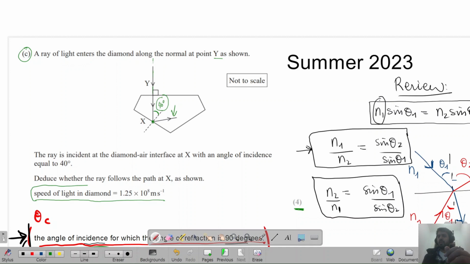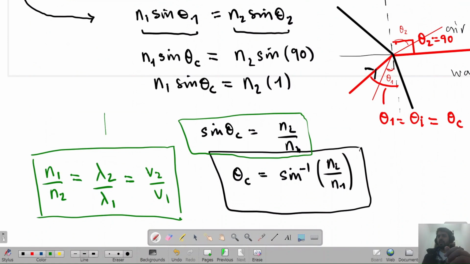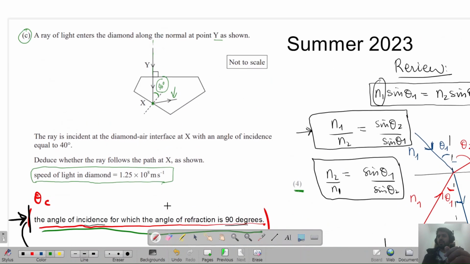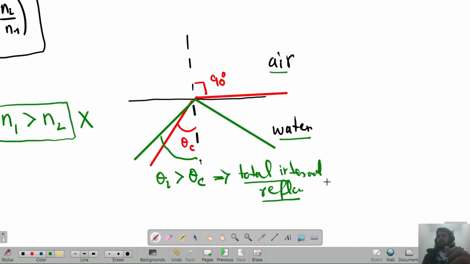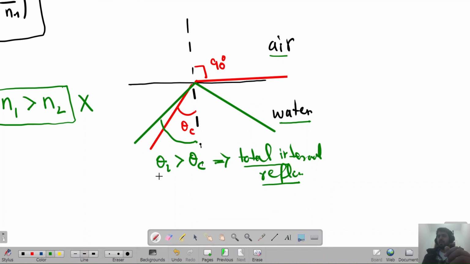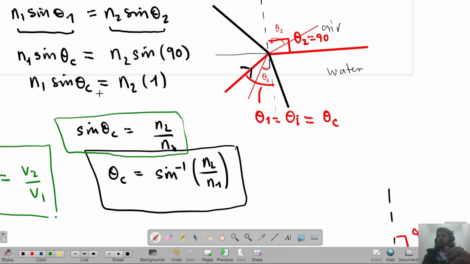So just because they have given us the speed of light in diamond, we know that we have to use this equation, because this relates the refractive index with the speed of light in diamond. But at the same time, we also need to figure out whether this angle of incidence, which is 40 degrees, is greater than the critical angle theta c. Because like I explained, for total internal reflection, the angle of incidence has to be greater than the critical angle theta c. If this is true, then the light will get reflected inside the same medium.